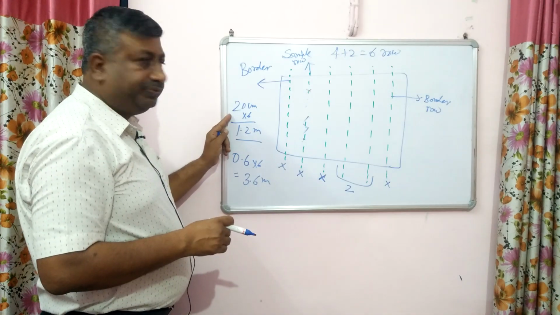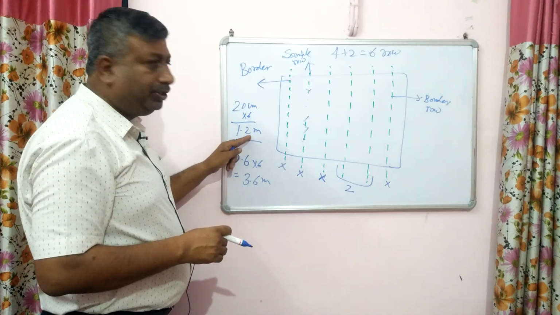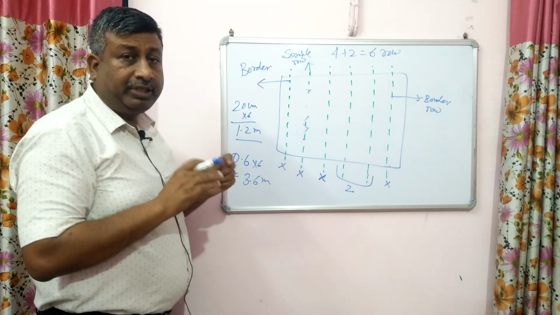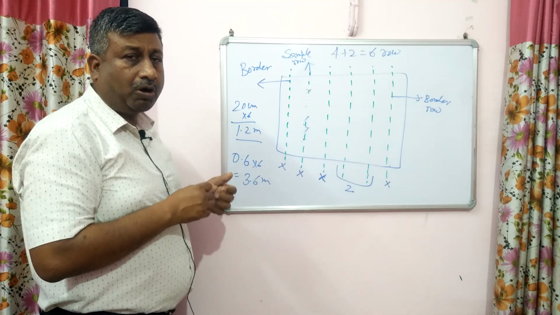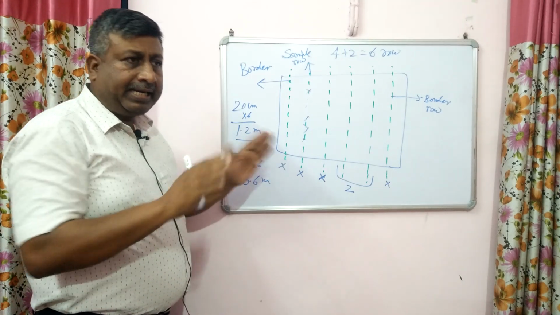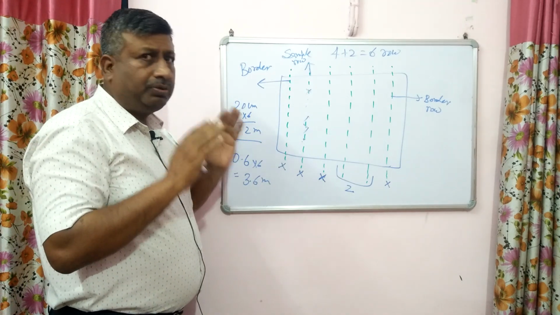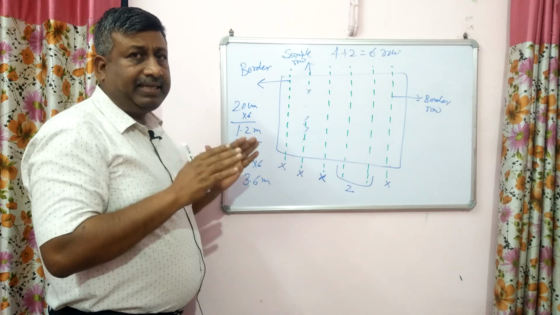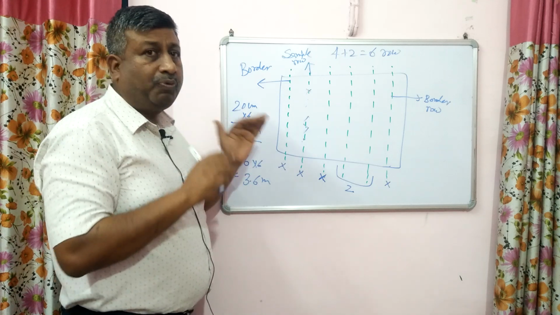But in case of wheat, 6 rows means 1.2 meter is not sufficient. So in close spacing crops, we increase the number of rows. And in any case, rows should not be less than 6. But we can adjust up to 5 rows.